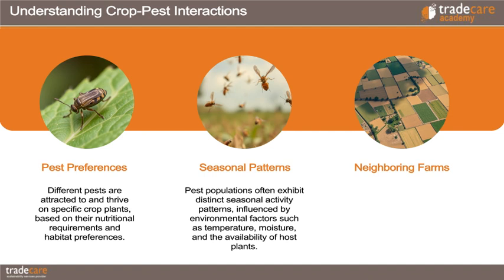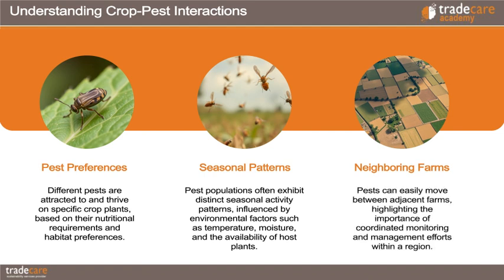Seasonal patterns in pest populations. These populations often exhibit distinct seasonal activity patterns, influenced by environmental factors such as temperature, moisture, and the availability of host plants. Understanding these patterns is crucial for anticipating pest outbreaks. Grasping these interactions can help significantly with pest management.